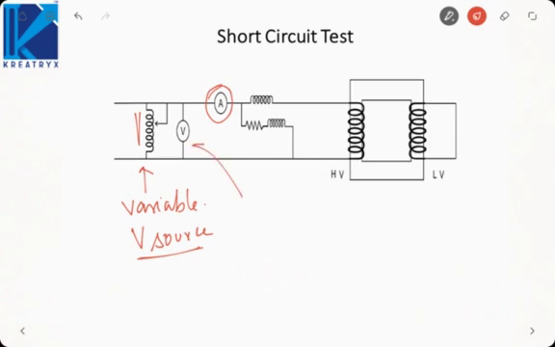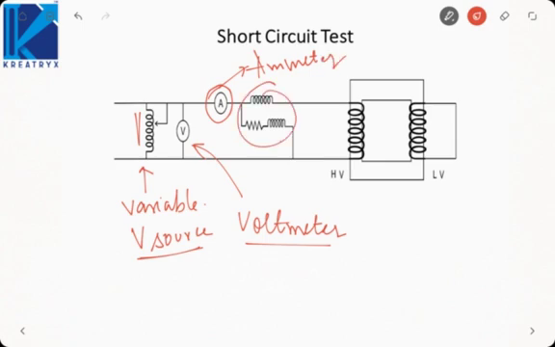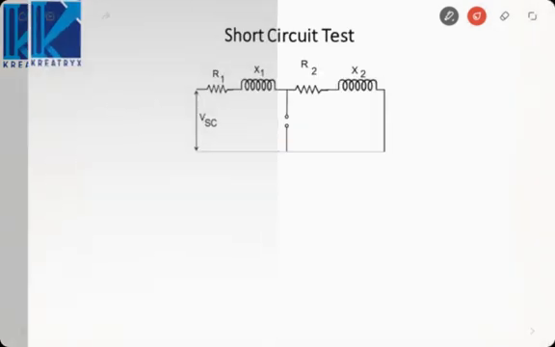Here again I will take one reading from the voltmeter, that is the applied voltage, one reading from the ammeter, that will give me the rated current, and one reading from the wattmeter, that will give me the variable losses in case of the transformer. This will be my high voltage side, and the low voltage side will be short circuited. So let us see what happens to the equivalent circuit.